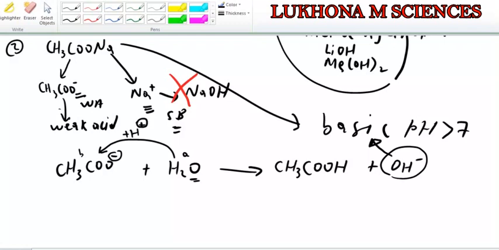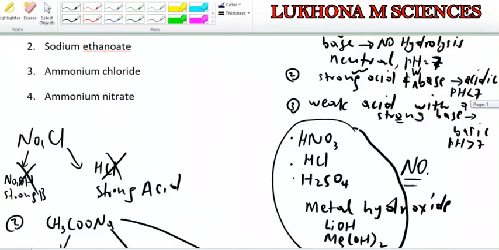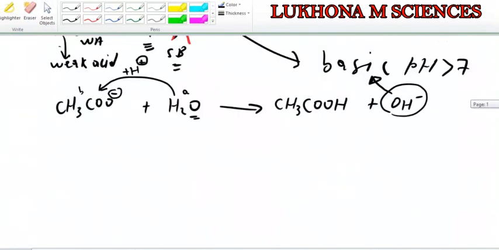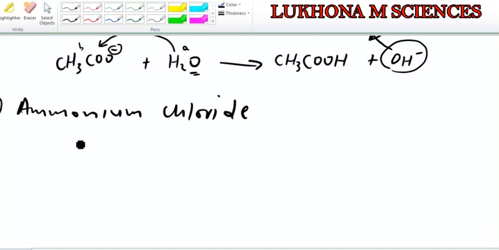Let's look at number 3. Number 3 is ammonium chloride. The chemical formula for ammonium chloride is NH4Cl. Now, we want to know: is this salt acidic or basic?